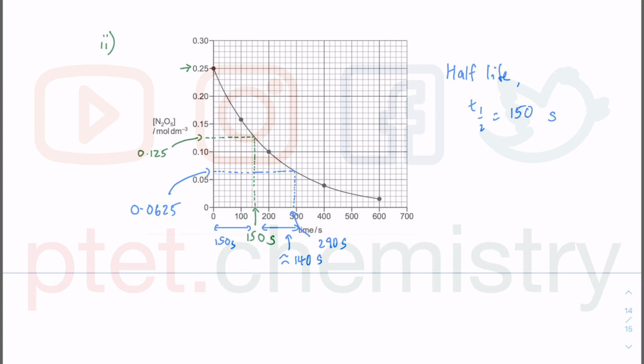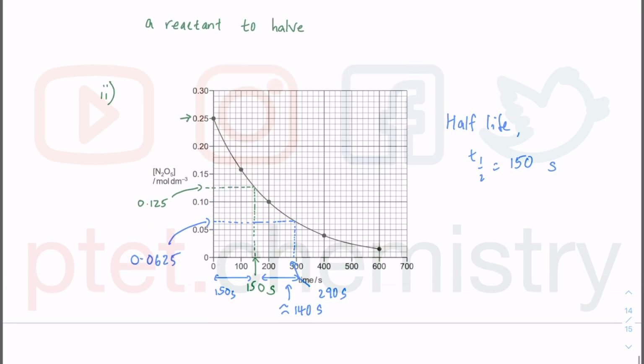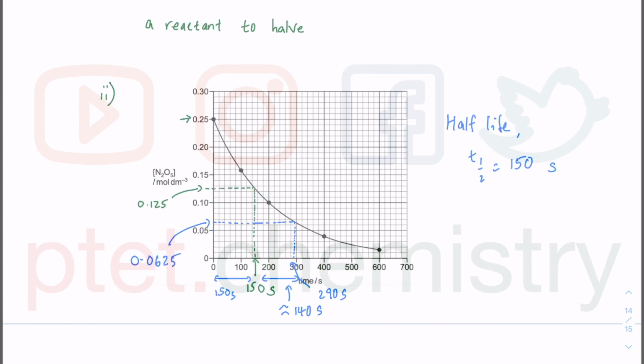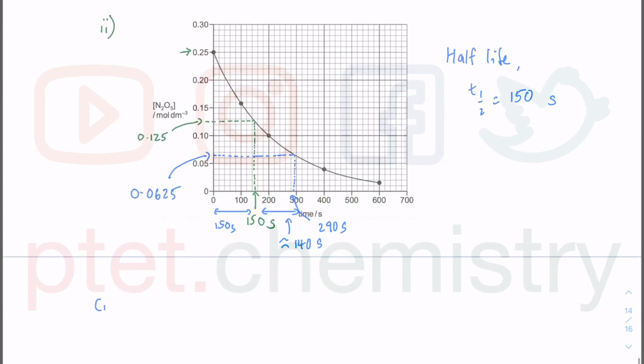Part 3: what is the effect on the half-life if the initial concentration is halved? That question is basically a repeat of what I have just said. Perhaps I just go to the next page. Part B3 is asking you if the initial concentration is halved. So that means we start from here. What is going to be your half-life? When you halve this again, it's going to be from here to here. It's about the same.